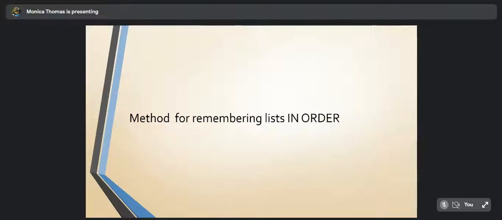Like in story making, it's a perfect method. It's a very simple method, very easy method, very effective to memorize a list of anything. But it has few flaws, few shortcomings.